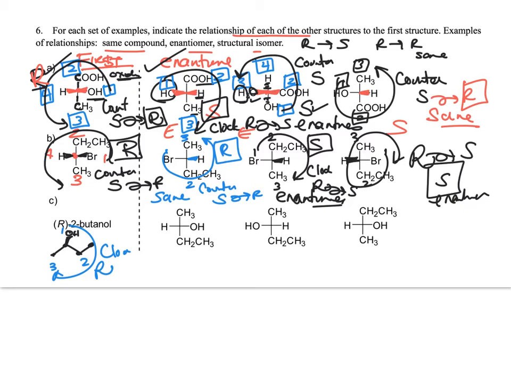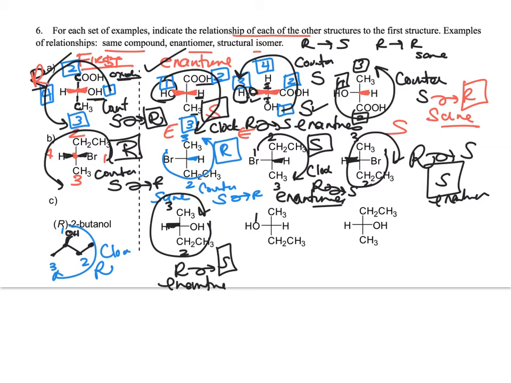And then, so that one's R, and then you can just do this one. 1, 2, 3. Connect them. That's clockwise. That's R. The hydrogen's coming at you, so that's got to go to S. So the first one will be an enantiomer.